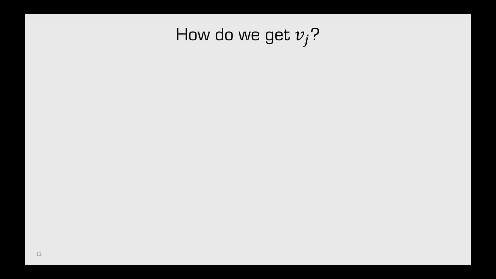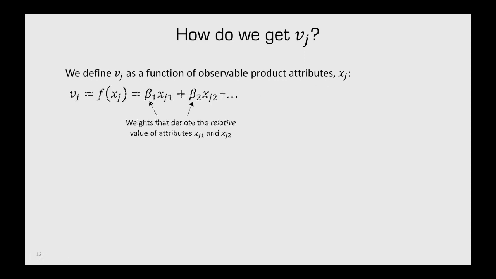Now, up until now, I have been referring to the observed utility, V sub j, as just some number, something that we somehow know. But what we really want is to be able to compute that number based on observable attributes, x sub j. So this is going to look like something like this, where we're going to have a series of weighting values, beta 1, beta 2, and so on, and a series of our attributes, x1, x2, and so on.